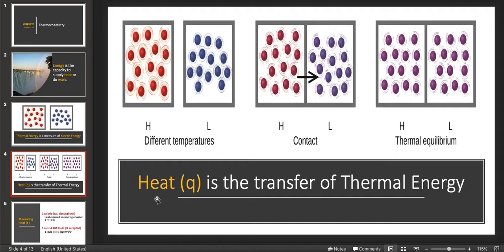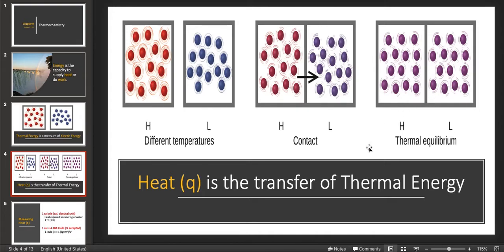Heat is always therefore transferred from the object with a higher thermal energy or higher temperature to the lower thermal energy or lower temperature. The heat flow will continue until thermal equilibrium is reached, and the difference between thermal energies between these two objects is zero, and therefore there's no more heat flow.